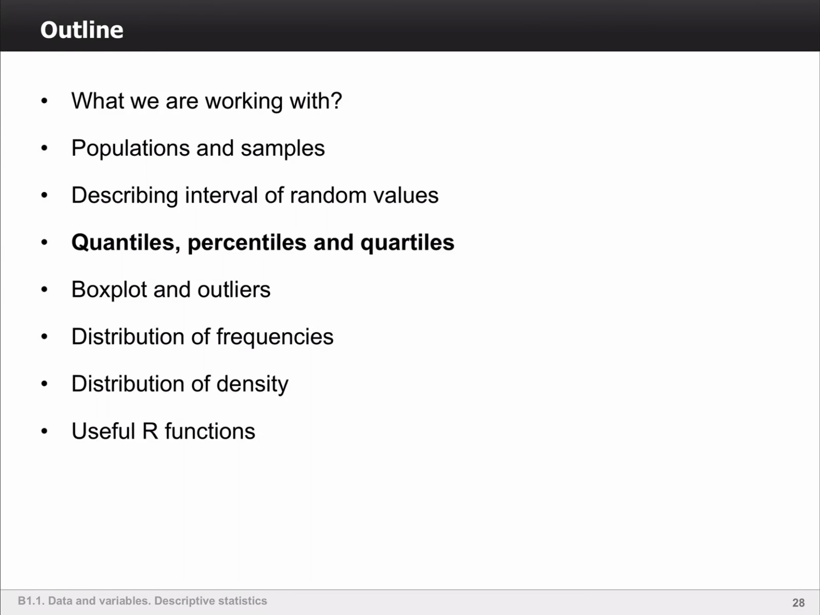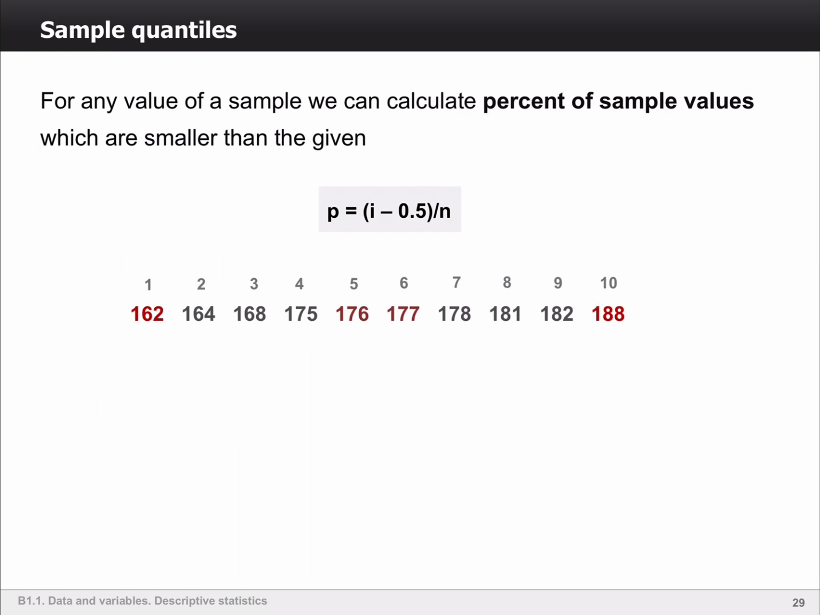Now we are going to discuss how to investigate what's going on in different parts of the interval of random values. For example, what's the range for the 50% of most common values, or the 5% of the largest, or the 10% of the smallest, and so on. First of all, we again use a sample to get this knowledge, and we will not do any inference, so we will try to take into account the population, but without any inference so far.